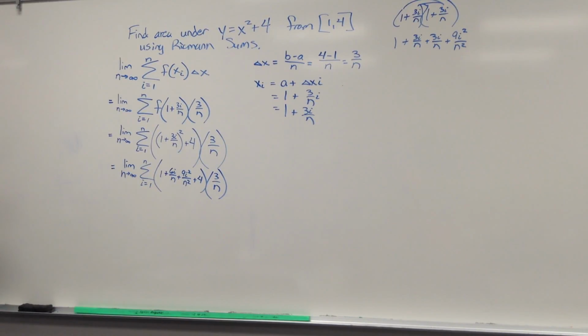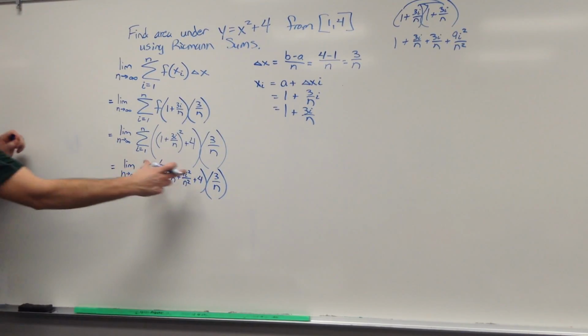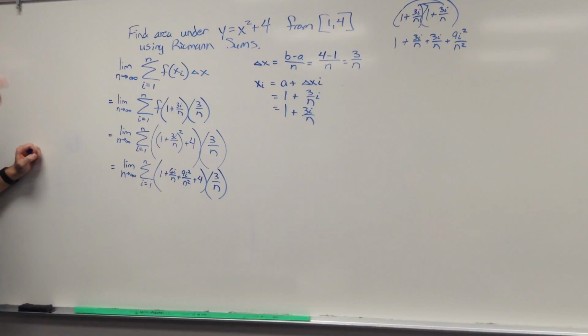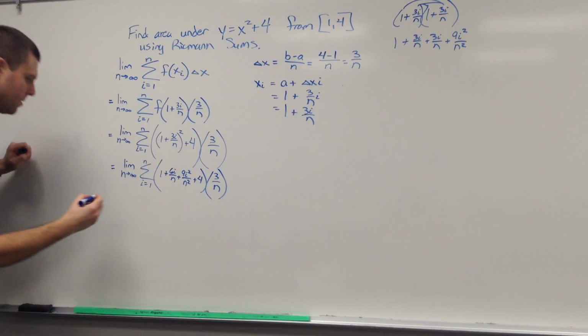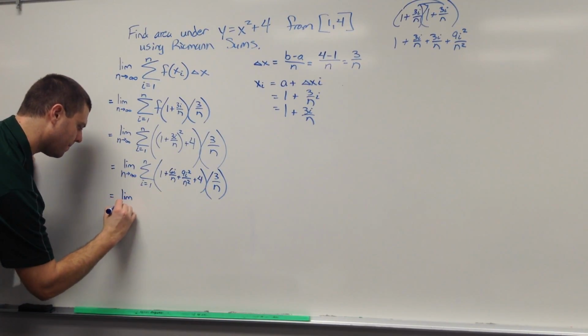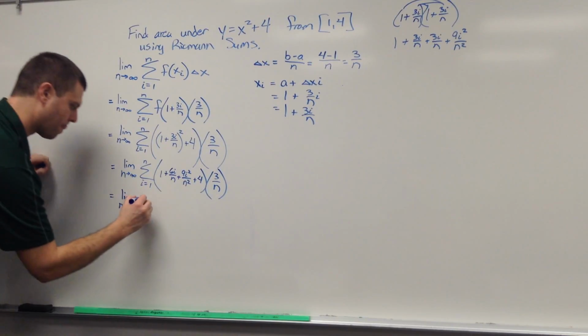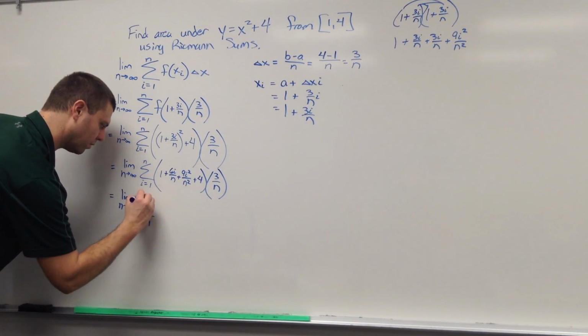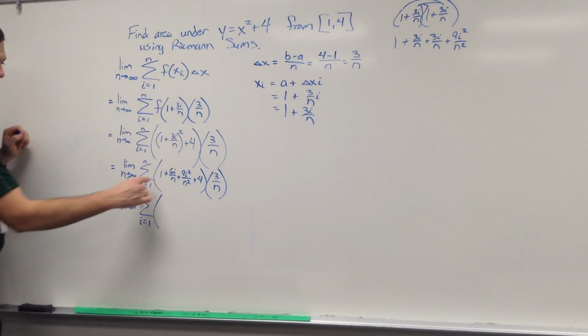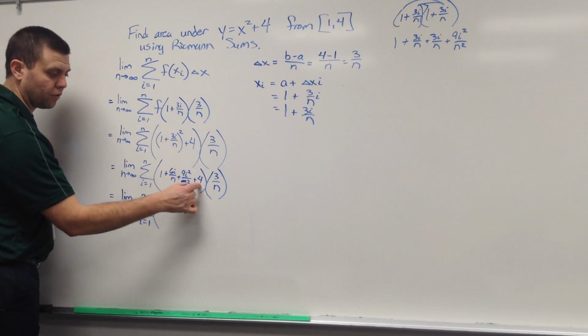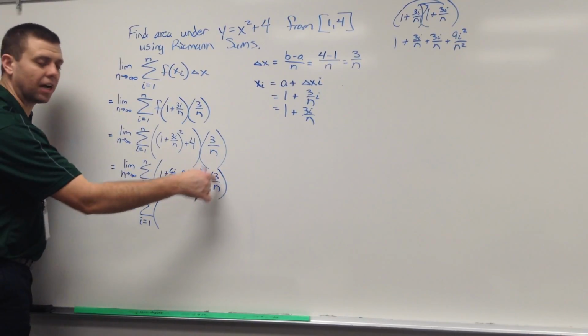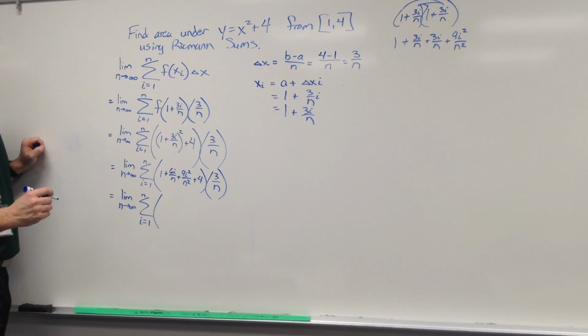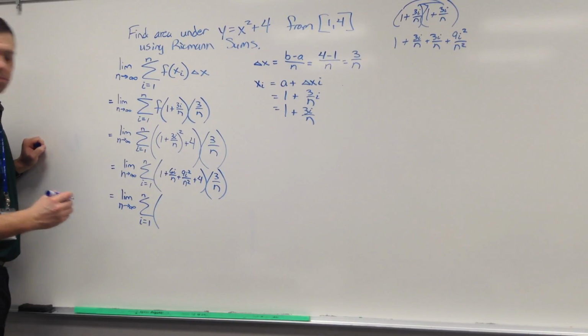Now you've got a couple of options. I'm probably going to distribute the 3 over n. I'm going to add the 1 and the 4 to make 5 and then distribute the 3 over n. So, the limit as n goes to infinity of the sum as i goes from 1 to n. Watch closely. 1 plus 4 is 5, and 5 times 3 over n would be 15 over n.